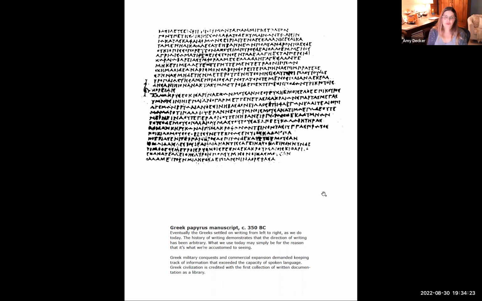So eventually the Greeks were like, you know what, let's just do this one way. Let's just go left to right, as we do today. So the Greeks eventually landed on the system that we still employ today, which is reading left to right, the Western alphabet. Greek military conquest and commercial expansion demanded keeping track of information that exceeded the capacity of spoken language. So Greek civilization is credited with the first collection of written documentation, and they invented the library.